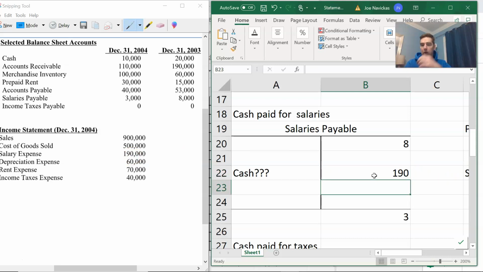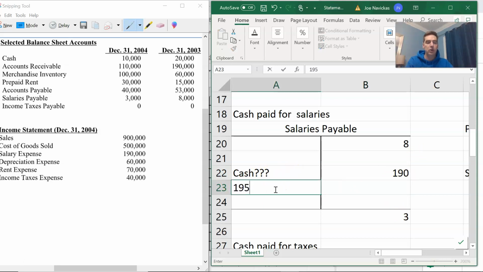Once again, we can do our little algebra equation, but we know that these two numbers are 3,000 greater than this cash paid for salaries. So I have 198 over here, so therefore the cash paid for salaries is 195,000. So there's our answer to solving for how much cash was paid for a liability.